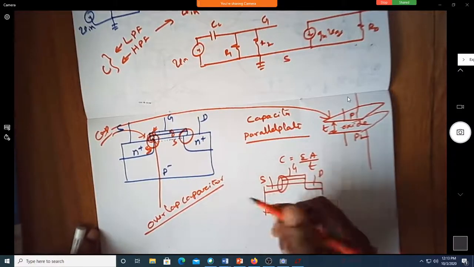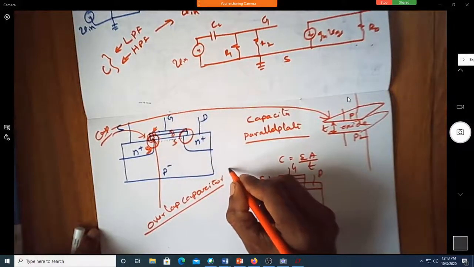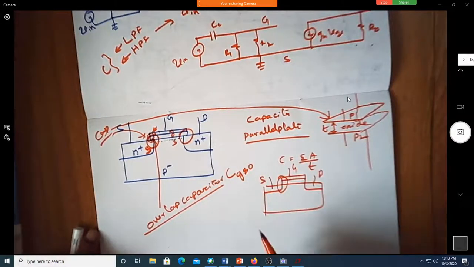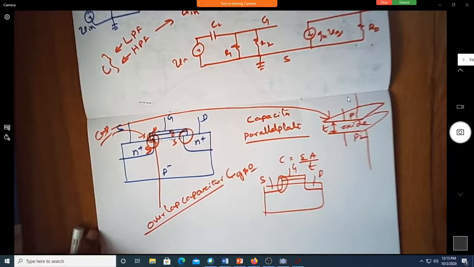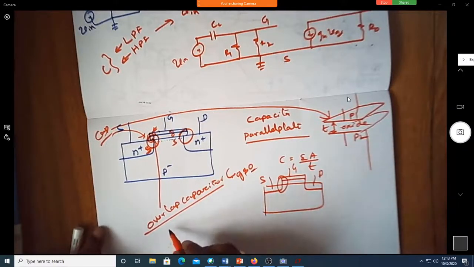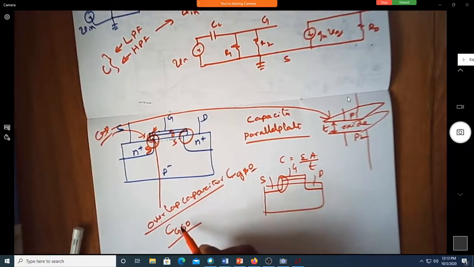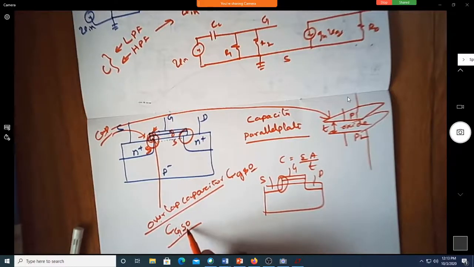So this is between what and what? The terminals involved are gate and source. I will call it CGSO. This is the capacitance between gate and source due to overlap. So what is CGSO? It is the overlap capacitance between gate and source. Correct?